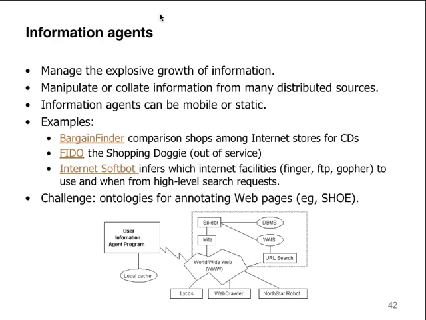So an information agent manipulates and collates information from many distributed sources, and information agents can be mobile or static. Here are some examples: bargain finders, Fido, internet softbots, different programs to get certain things out. Challenges might be understanding the internet, or annotating web pages and finding the information. There are different ways of optimizing the search engines and the information on the pages, and we know about metadata for anyone who's done web development. You put that in a web page, and then it shows up, and you get higher search results. So it's a game, actually.